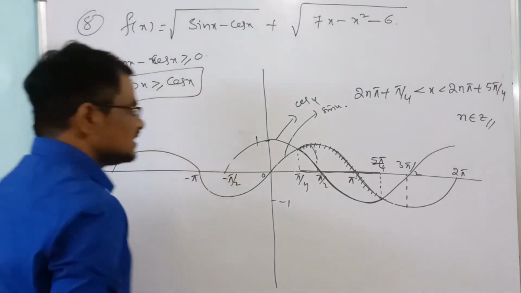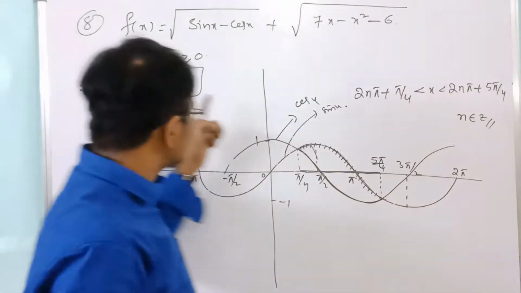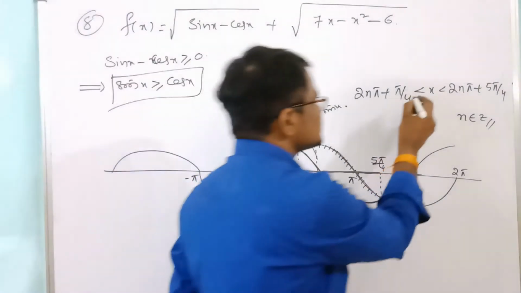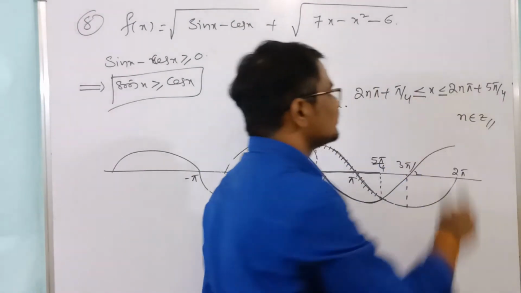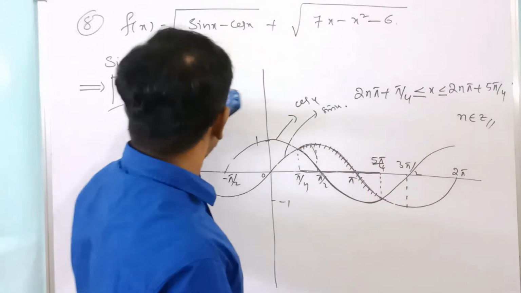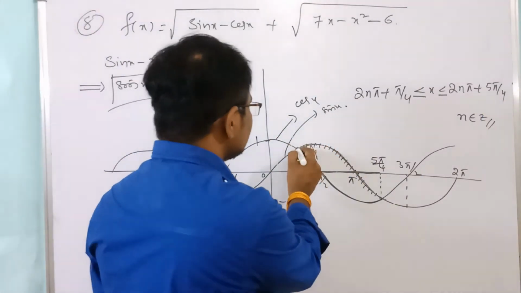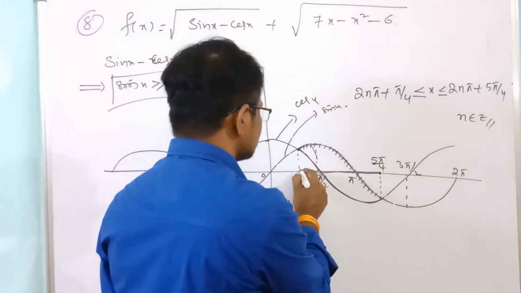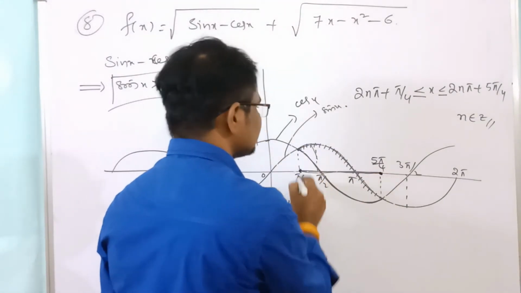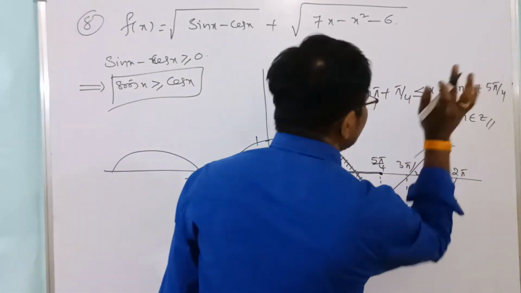Now already this is sin x greater than cos x only, no? But extra, equal to is there. So that's why here we take equal to. Sin x greater than or equal to cos x, right? This greater than means these points also you will get, pi by 4 and 5 pi by 4, so that's why equal to is taken.